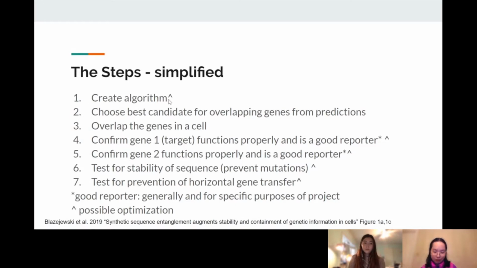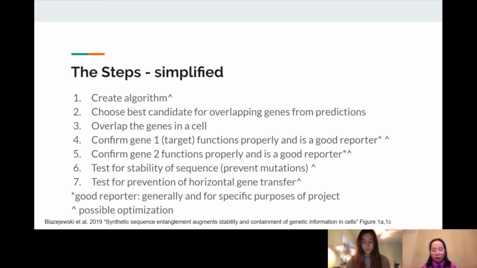So now that after you create the algorithm, then you start choosing what is the best candidate according to the algorithm for overlapping genes. So you input your two genes, your target gene, and then either your essential gene or your toxin gene, and then you see how exactly can you overlap them to best ensure that both your target gene and the essential gene or toxin gene is expressed properly. And you take that best prediction on the DNA sequence that will probably give you function in both.